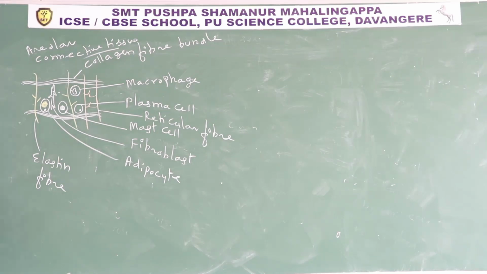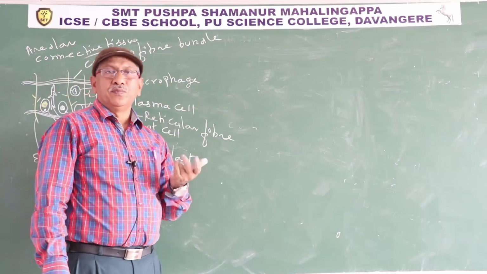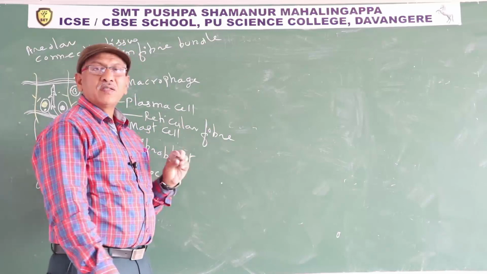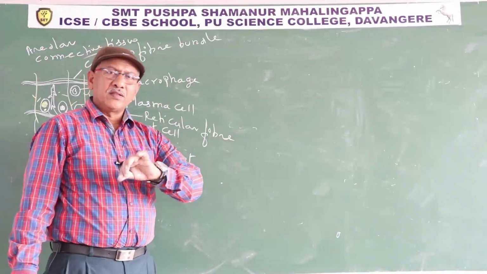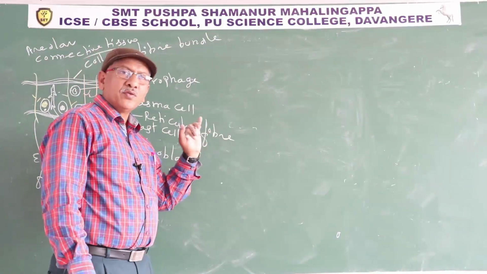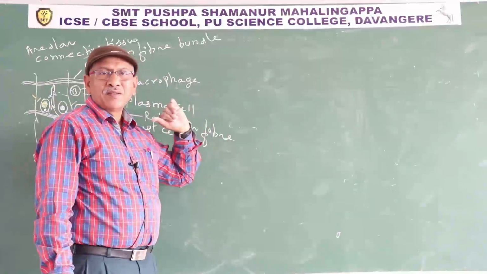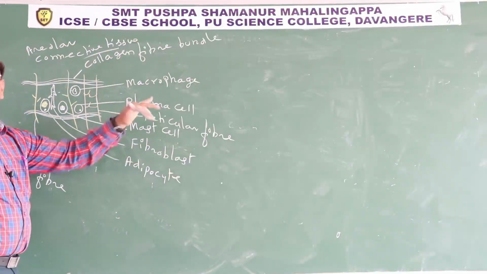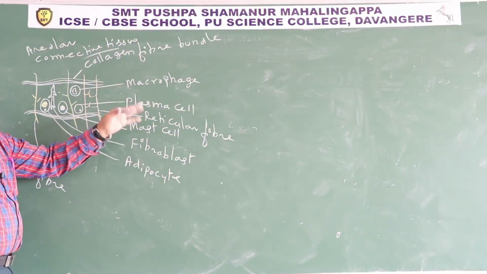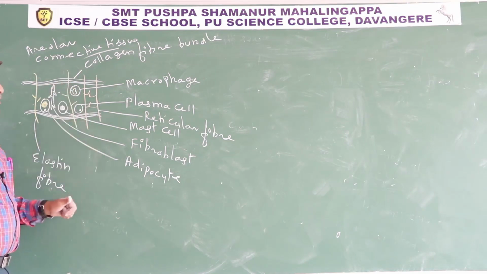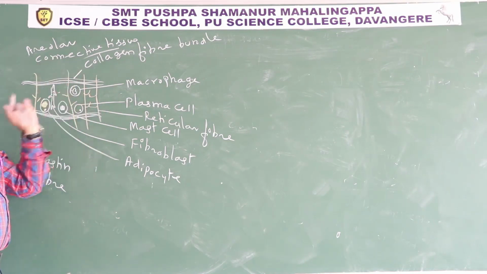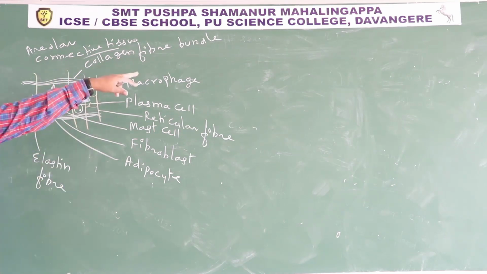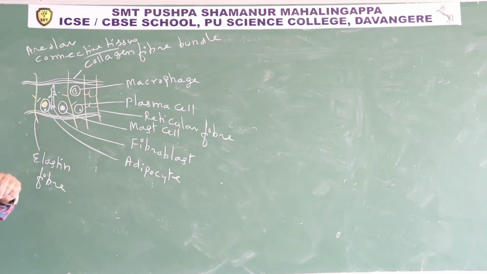We already discussed that connective tissue is derived from mesoderm. What is the main function of connective tissue? It connects one tissue to another tissue, or one organ to another organ, tissue to organ. The main function of connective tissue is performed by areolar connective tissue.